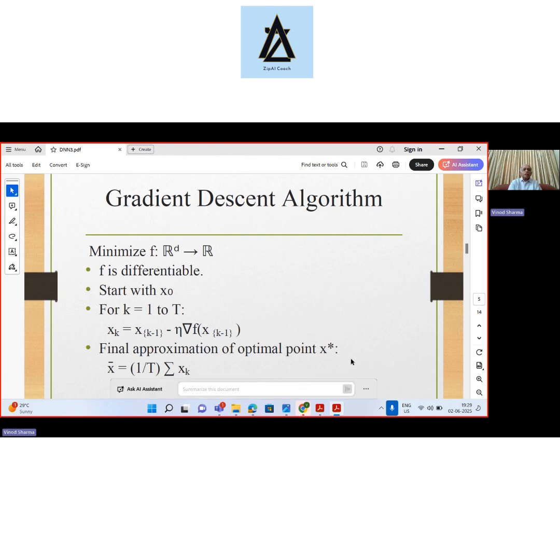At the end of running the algorithm, you calculate the average of points x1 to xT, and we denote that by x bar. This is the final point that we obtain after running the algorithm, and the aim was to get the optimal point x star. We approximate that by x bar. If capital T is large, we expect that x bar will be close to x star.